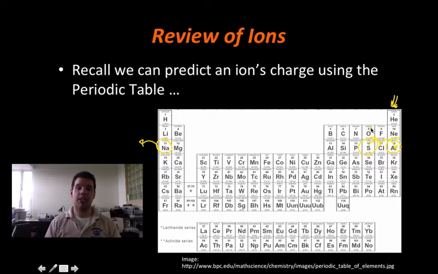So we were able to predict the charge on an ion by saying, okay, it's going to be the least distance for him to get into the 8th column, so they'll either gain electrons or lose electrons to get there, and then therefore they have positive or negative charge depending on whether they gained or lost.